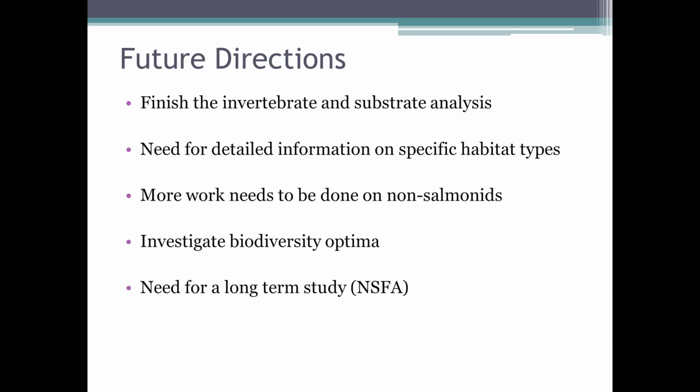Now, we're fortunate that this has actually been begun. There's a 10-year study being done by the Nova Scotia Department of Fisheries and Aquaculture, Inland Fisheries Division, that's looking at 5 years before restoration, 5 years after, in a similar sort of design. So we're going to get that long-term data set to help draw those conclusions, which is nice.